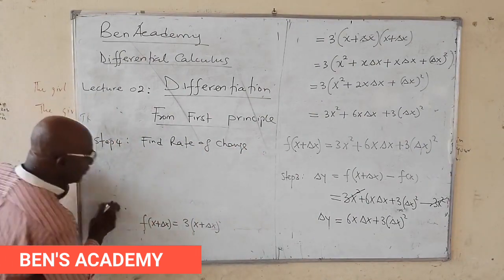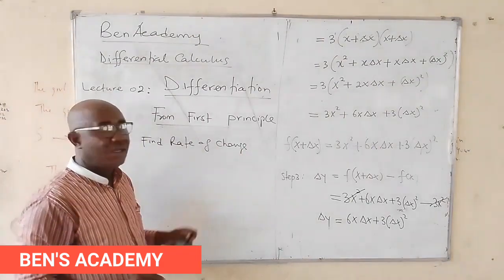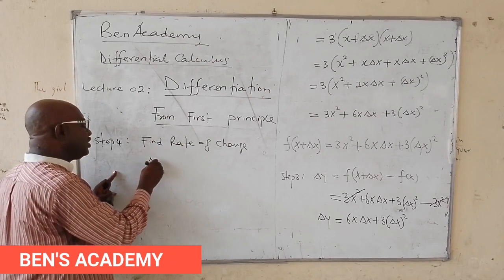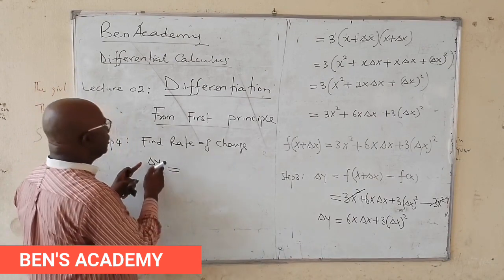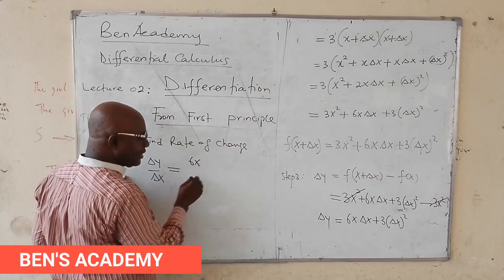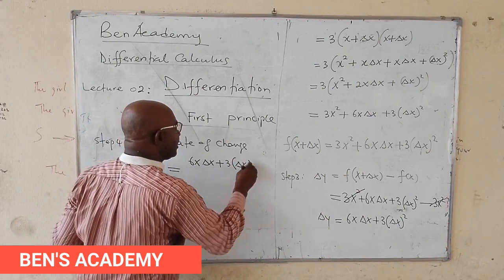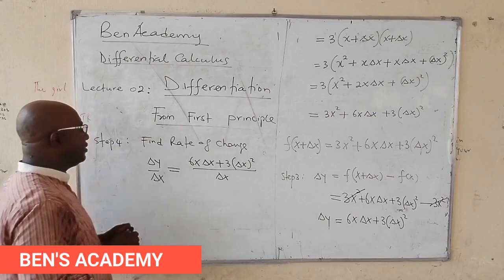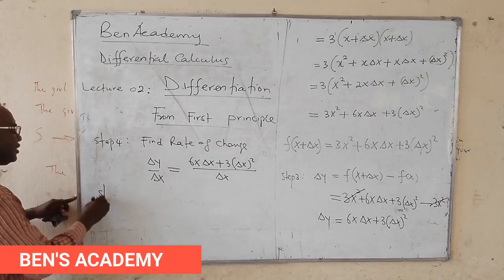So how is one function changing with respect to the other? That is the rate of change. To get the rate of change is very, very simple. You find change in y upon change in x, which of course is equal to change in y. We have what in x? I'll write it now: 6x change in x plus 3 change in x all squared, all over change in x. So I've gotten the rate of change. Now we'll move to step 5, which is the last step.